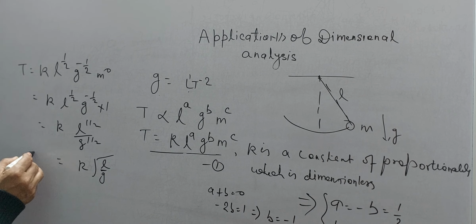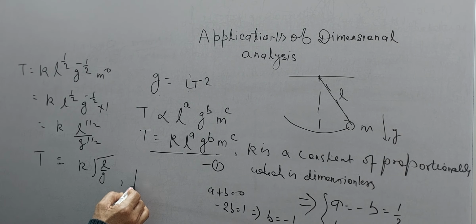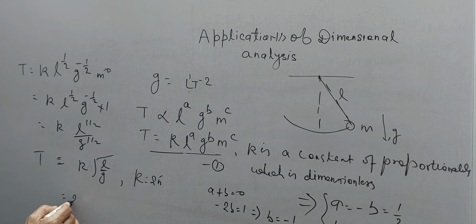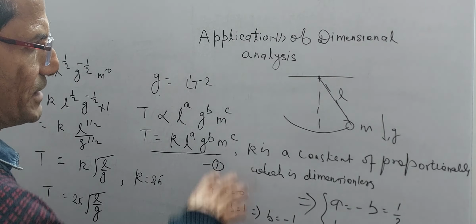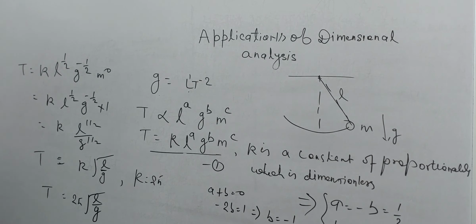The value of K we can calculate experimentally. The value of K comes out experimentally as 2 pi. If I place this value, 2 pi, here, I will get the time period of oscillation of this simple pendulum. So in this way, I have calculated the time period of the simple pendulum by the application of dimensional analysis.